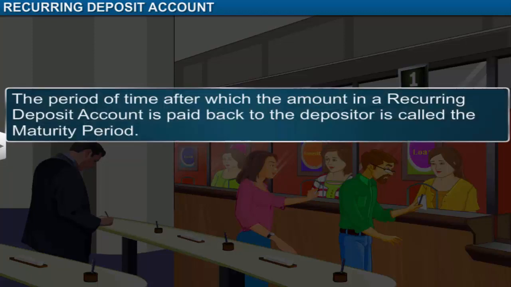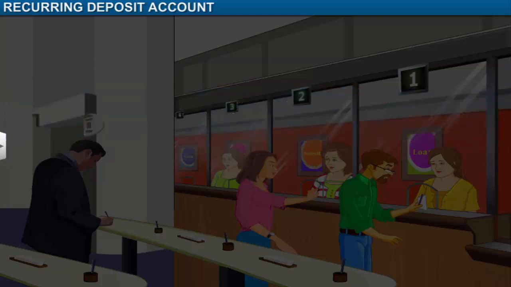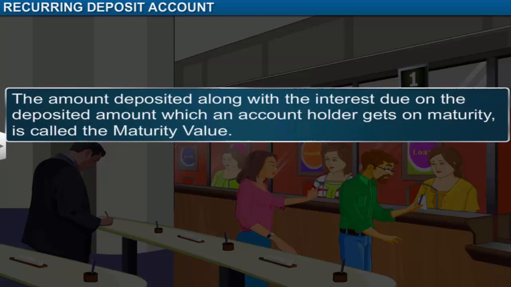The period of time after which the amount in a recurring deposit account is paid back to the depositor is called the maturity period. On maturity, the investor gets the amount deposited along with the interest due on the deposited amount. This total amount, the deposit and the interest together, is called the maturity value of the recurring deposit, which the depositor gets on maturity.